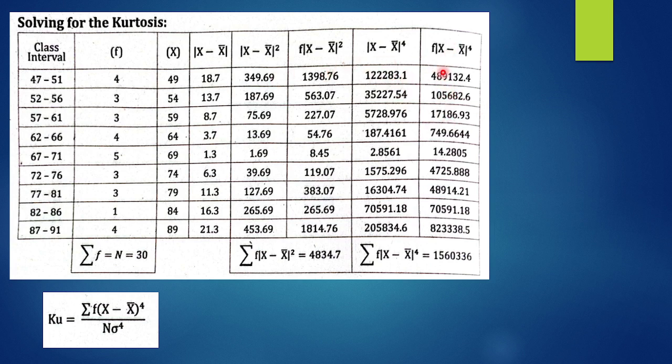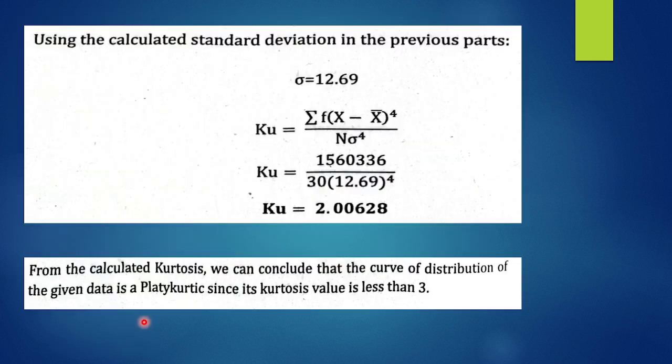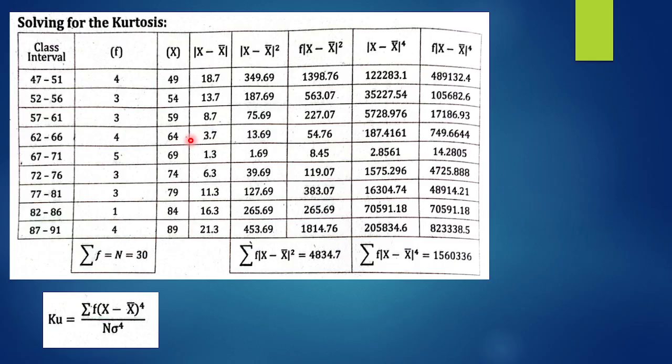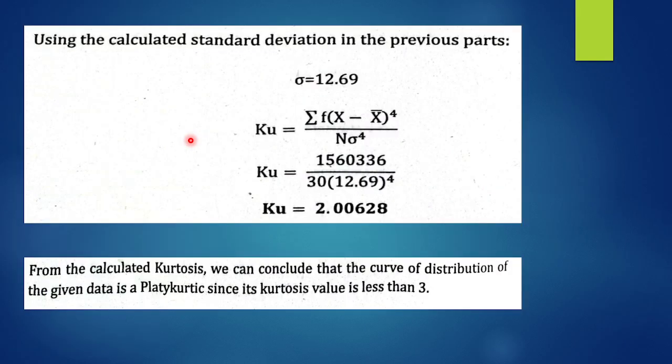We continue the process here, and then we can have the summation of f multiplied by the absolute value of x minus the mean, powered by 4, which is 1,560,336. So after getting the data that we are going to use in answering the kurtosis, we are going to use the same standard deviation from the previous lesson, I mean previous topic.